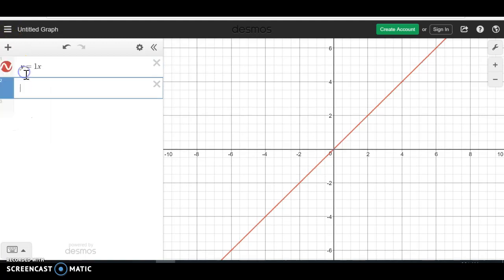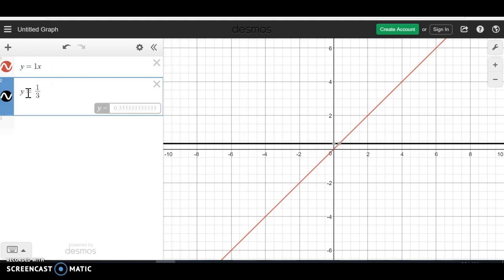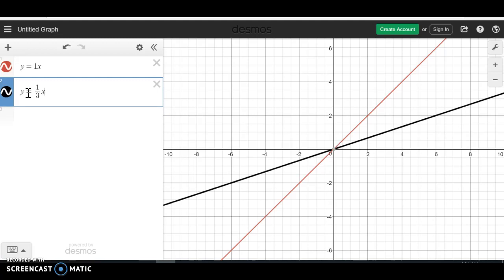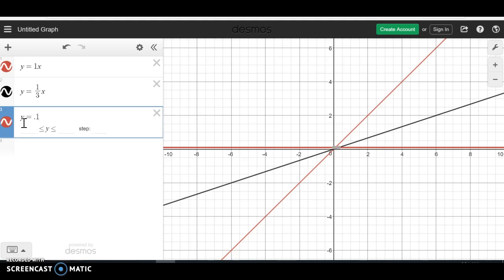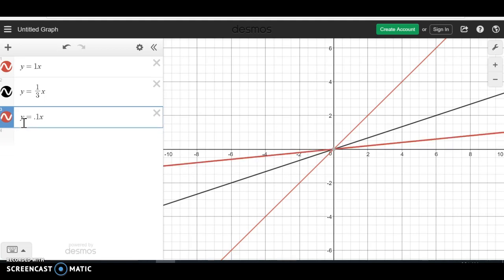An example of this would be if we did y equals 1/3 x. You can see that the new line that just popped up is more flat. It's closer to the x-axis. If we do another one, something that would be even smaller, like let's say 0.1x, that's pretty close to 0. You can see that the new line has gotten even more flat, almost even with the x-axis. So the smaller the slope number gets, the flatter the line will be.